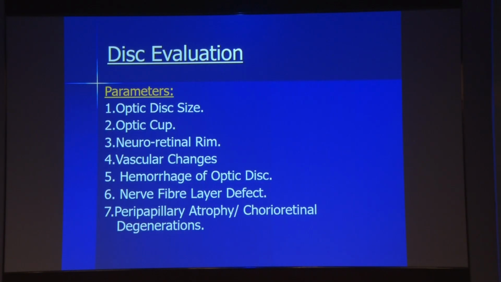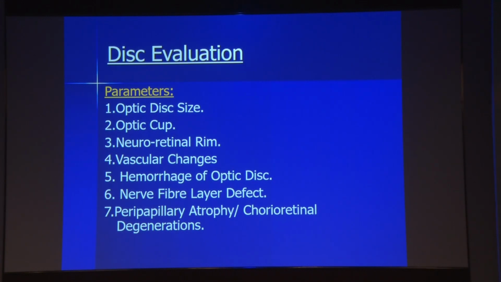So what are the parameters that you should look out for the moment you look at the optic disc? Number one, the most important as on today, I would say, is the optic disc size. You have to make a forced decision as to what is the size of the disc that you're looking, whether it is a small disc or a normal size disc or a large disc. I'll come to this a few slides later.